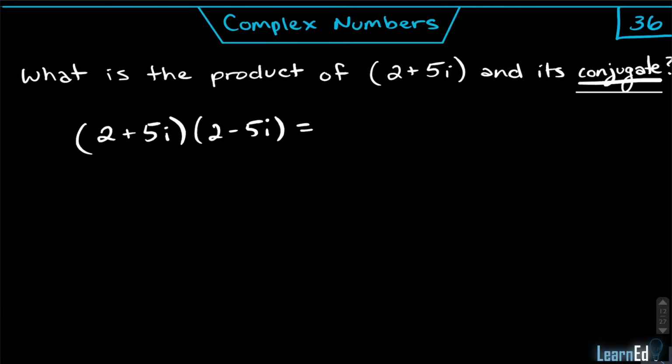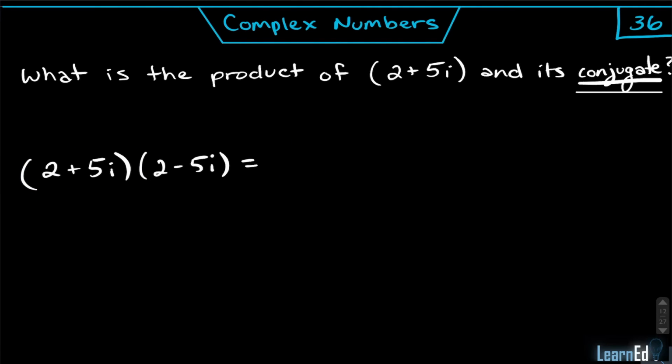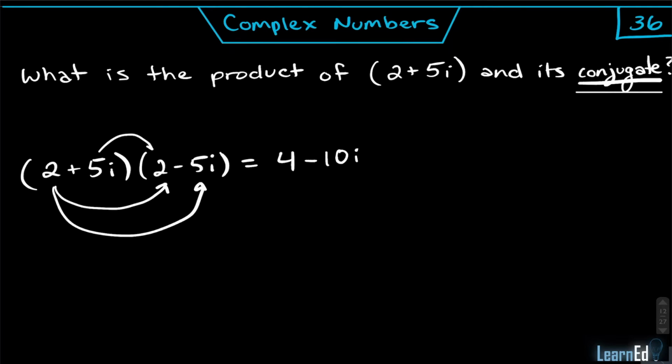All right, so if we're trying to find the product of these 2 complex numbers, a complex number multiplied by its conjugate, you'll start to see why we multiply complex numbers by their conjugates. You'll see here we have 2 times 2, that's 4. 2 times minus 5i, that is negative 10i. 5i times 2 is positive 10i. 5i times negative 5i is going to be negative 25i squared.